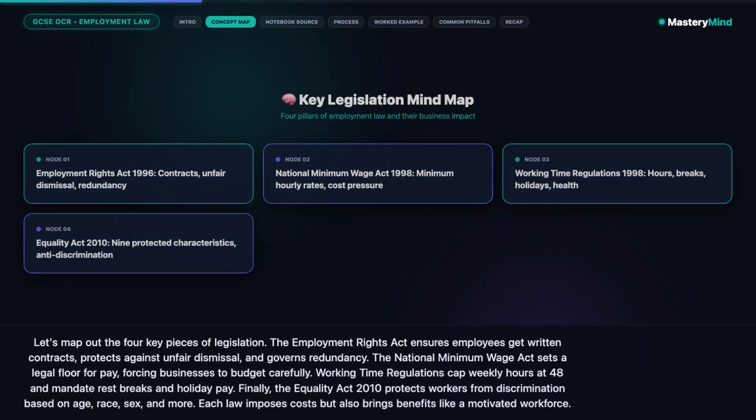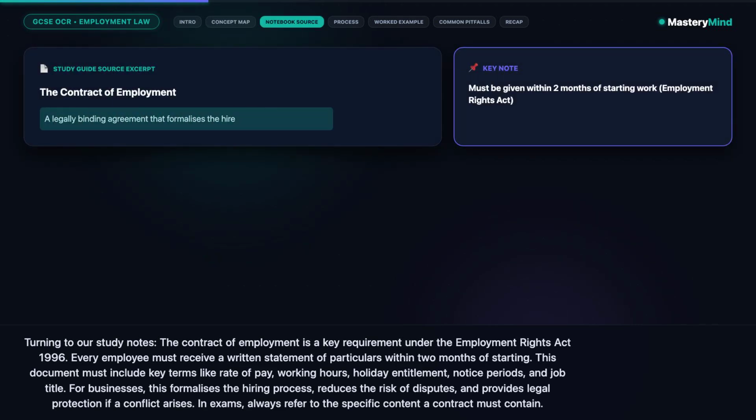Turning to our study notes, the contract of employment is a key requirement under the Employment Rights Act 1996. Every employee must receive a written statement of particulars within 2 months of starting. This document must include key terms like rate of pay, working hours, holiday entitlement, notice periods, and job title. For businesses, this formalizes the hiring process, reduces the risk of disputes, and provides legal protection if a conflict arises. In exams, always refer to the specific content a contract must contain.